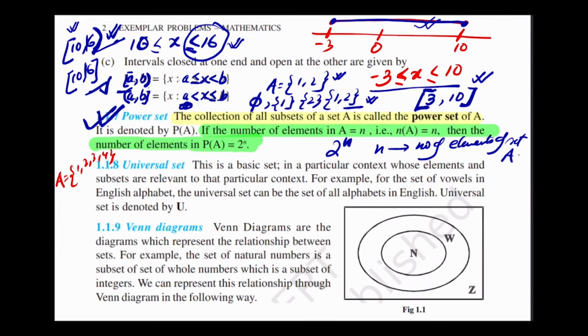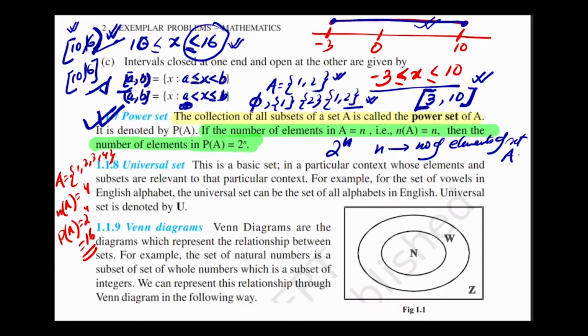Now you check. Just now we said the number of elements in A is equal to 4. So the power set of A will have 2 power 4, which is equal to 16. Clear? Whoever got 16, very well and good. Very simple question, very simple answer.